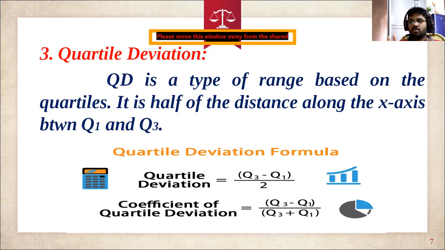Here, we can learn how much deviation there is in each part. So it is half of the distance along the x-axis between Q1 and Q3. Q1 is nothing but quarter 1 and Q3 is quarter 3. For example, if you take 10 centimeters of cloth, what is quarter 1 here? 2.5 centimeters is the 1/4. What is the half? 5 centimeters. What is quarter 3? 7.5 centimeters.